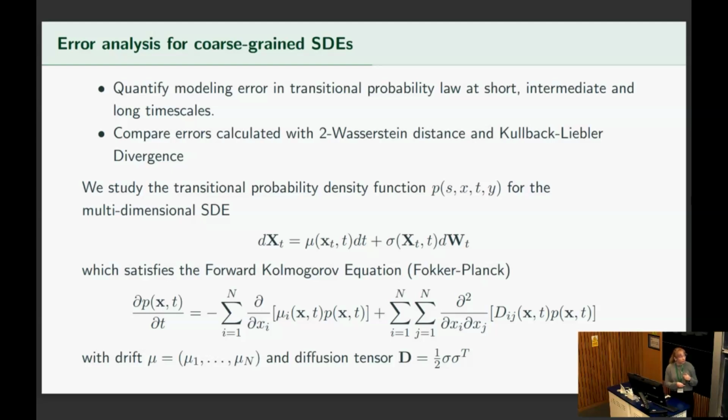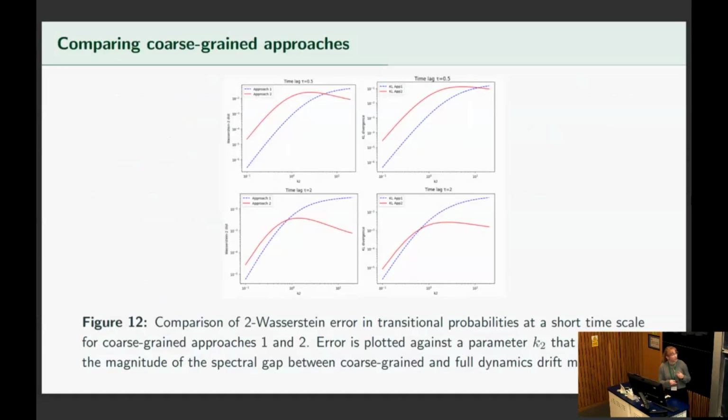And some preliminary results for this work: we test our two approaches with varying levels of spectral gap. What you're seeing here in the first row is the performance of our coarse-grained models at a time lag of a half. So we have the Wasserstein 2 distance and Kullback-Leibler divergence. And approach 1, and I'm not getting into the details of these approaches, is a potentially more naive approximation, and approach 2 is a bit more robust.